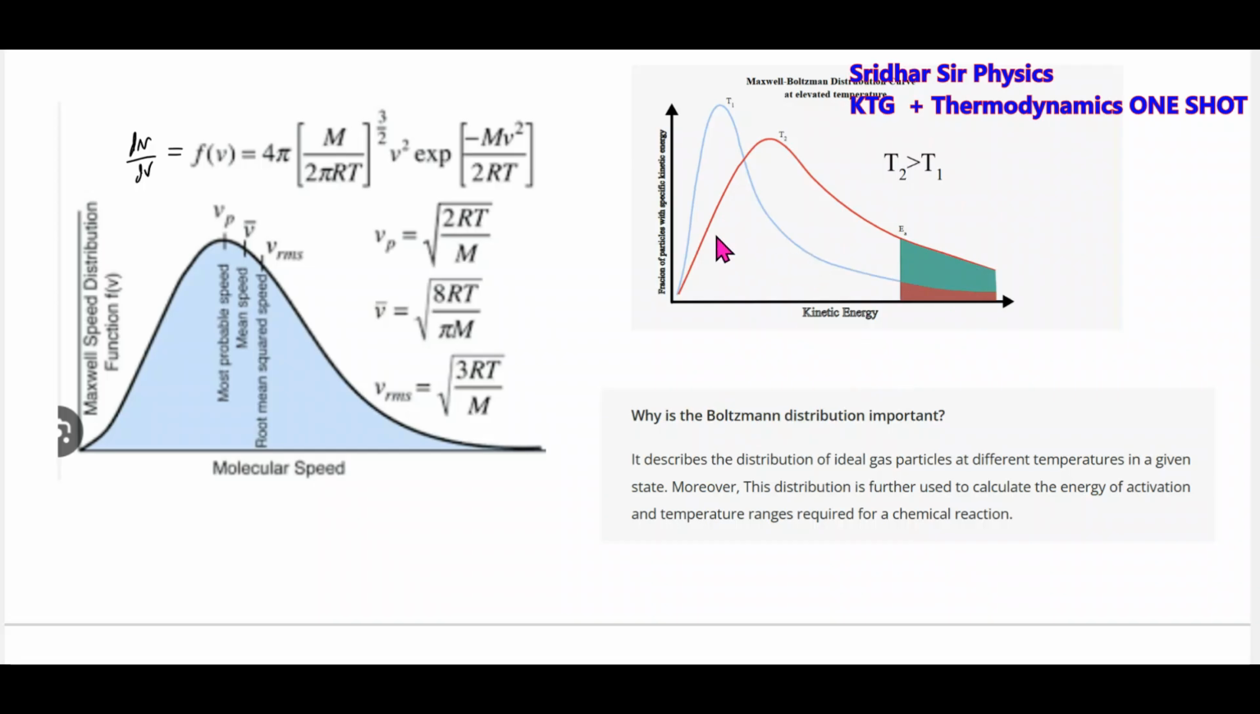Then what is a Maxwell-Boltzmann distribution curve? It describes the distribution of ideal gas particles at different temperatures in a given state. Moreover, the distribution is further used to calculate the activation energy and temperature ranges required for a chemical reaction. The Maxwell distribution curve helps us predict whether a chemical reaction will take place or not, and at what particular energy it will take place. That's actually the purpose. We are going to use this more in chemistry, less in physics.